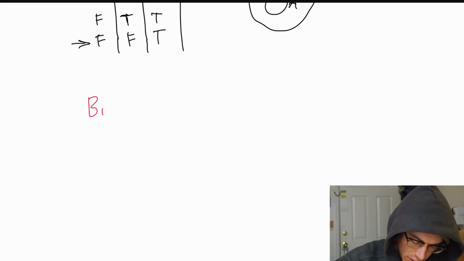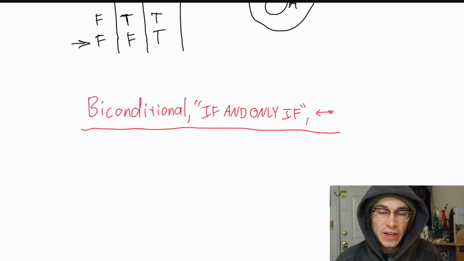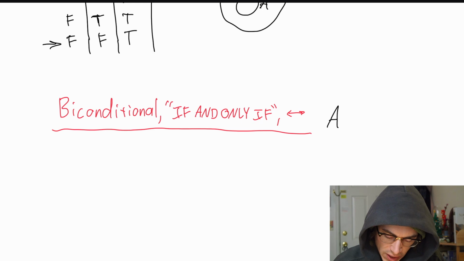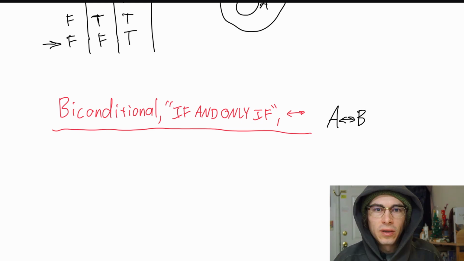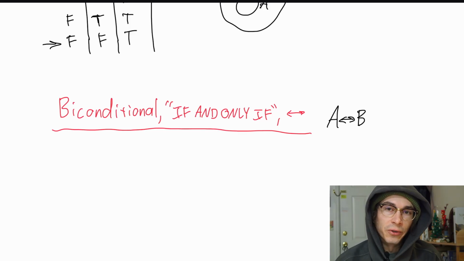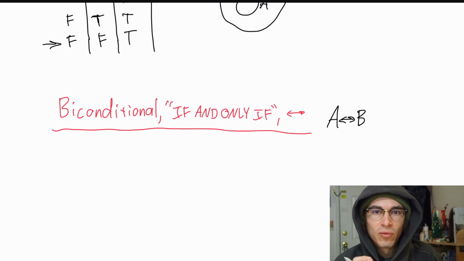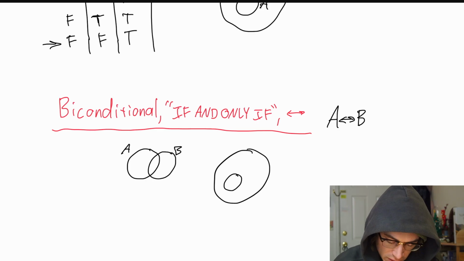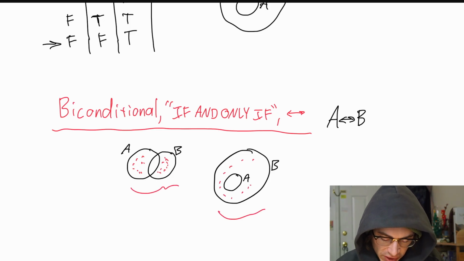Finally, our last one is the biconditional. In set theory, the biconditional basically becomes the equal sign, but it says if and only if. So A biconditional B is saying that if A is true, then B is true, and if B is true, then A is true. This means you can't have one without the other. And no matter how you think about this, whether it's as overlapping circles or a circle within another circle, you will always have the possibility of having one without the other. So these could not represent the biconditional.